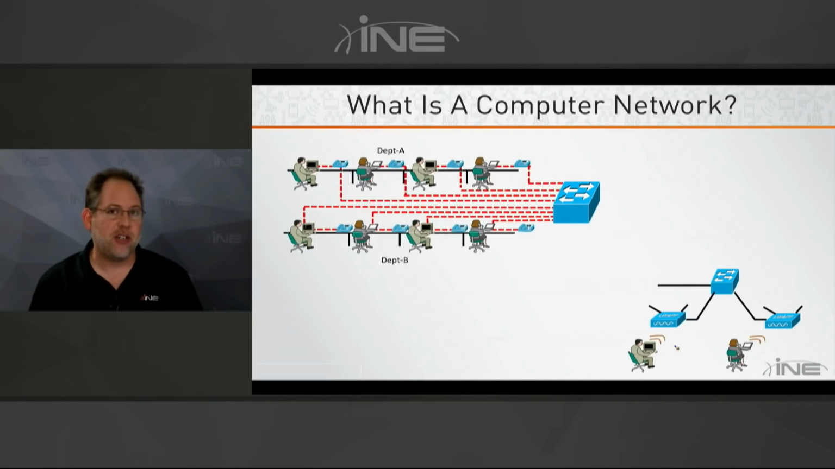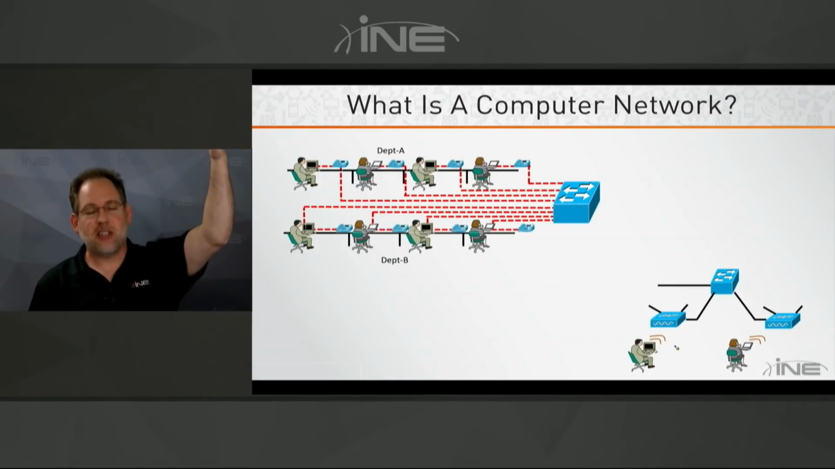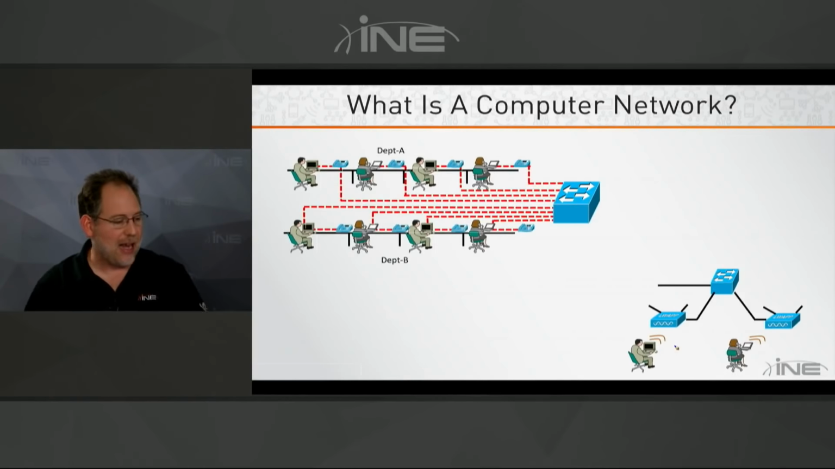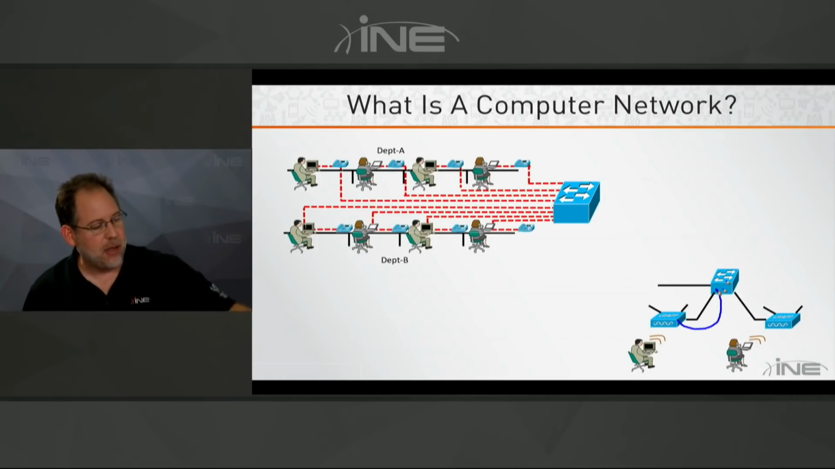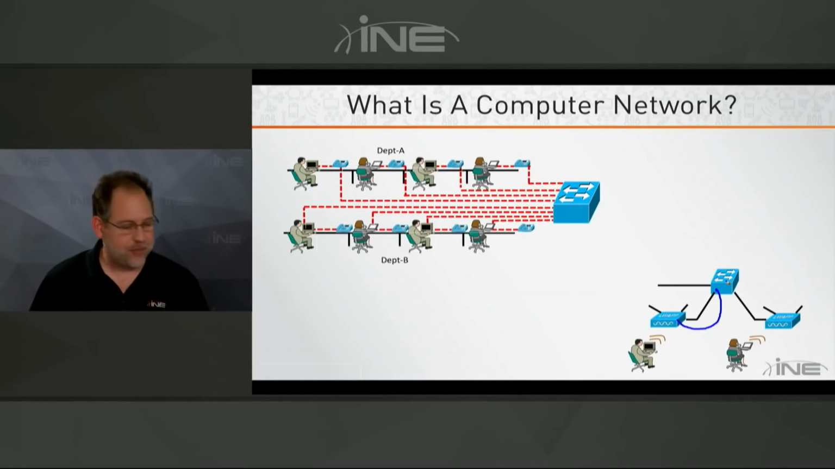Now the access point in turn has a cable. You probably can't see that cable. It's probably behind the ceiling or behind the wall or something like that. And that cable then connects it up to what we call the network infrastructure.